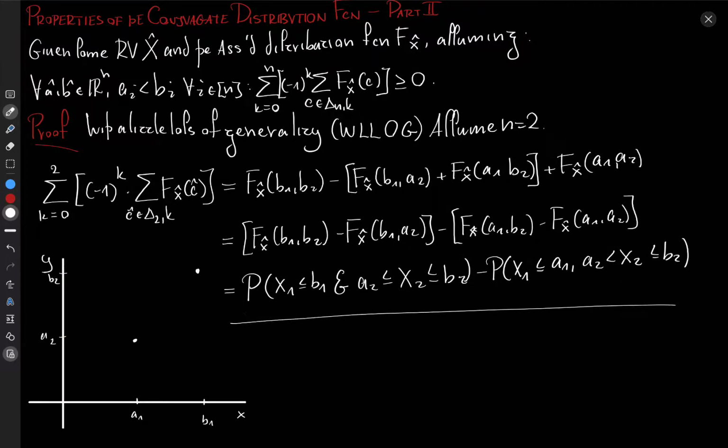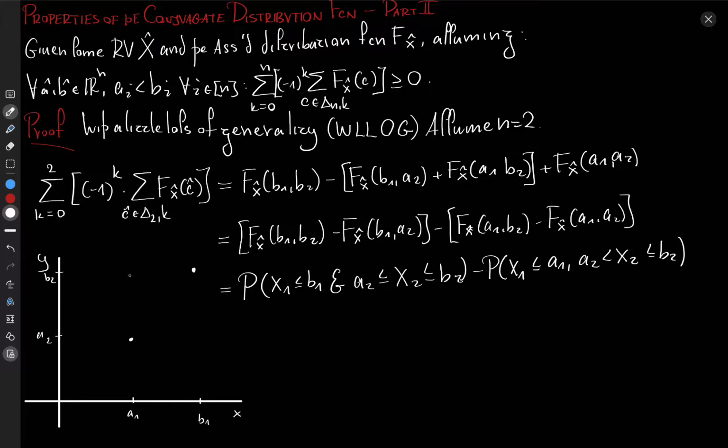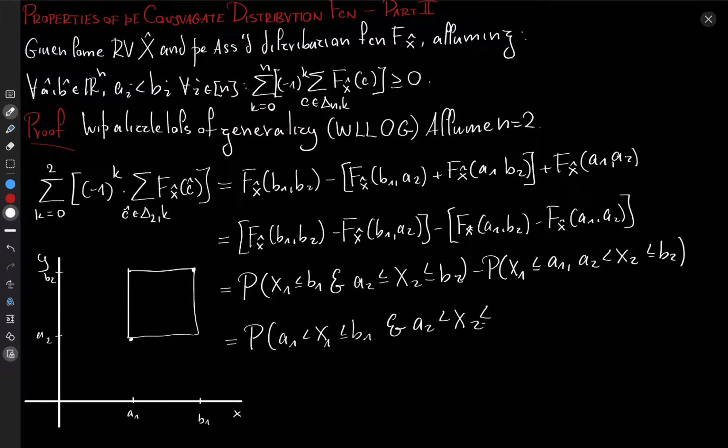Now, these two leave us only with this square. So jointly, this may be described as P of a1 smaller than x1, which is smaller than or equal to b1, and a2 smaller than x2, smaller or equal to b2. But this is a probability, and as such, it is non-negative. And this concludes the proof.